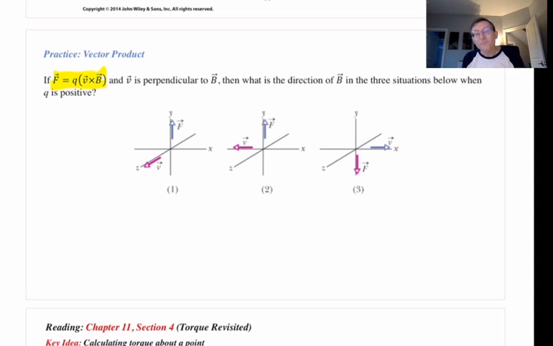We're told, for the sake of this practice, it doesn't have to be this way in the laws of physics, it's just for this practice, that we're going to limit ourselves to situations where the velocity of the particle is exactly at a right angle to this thing called the magnetic field vector. We are to deduce the direction of the magnetic field vector in these 3 situations below when the Q is a positive number. Now the picture shows me, let's look at picture 1.